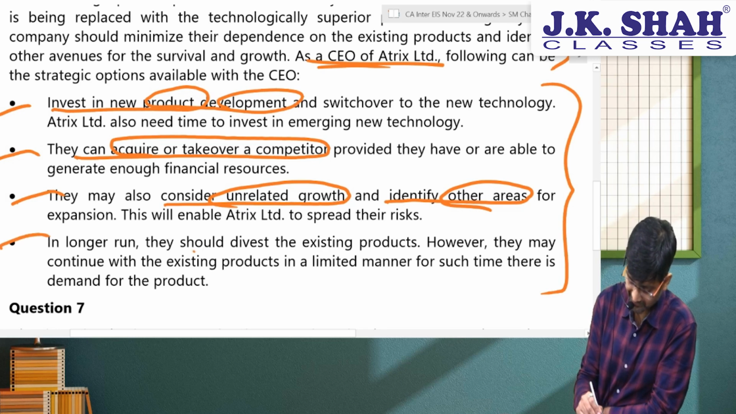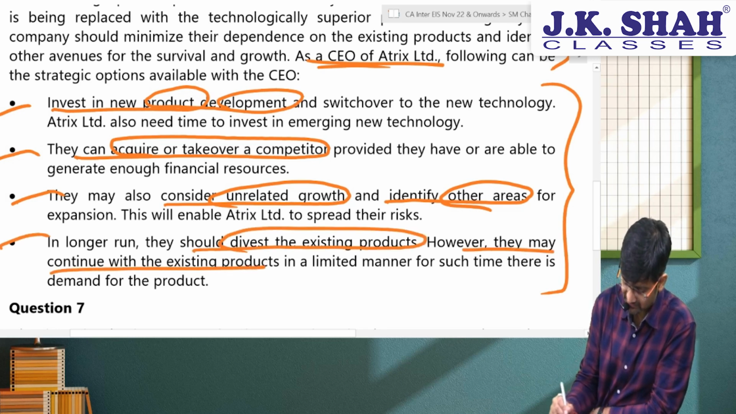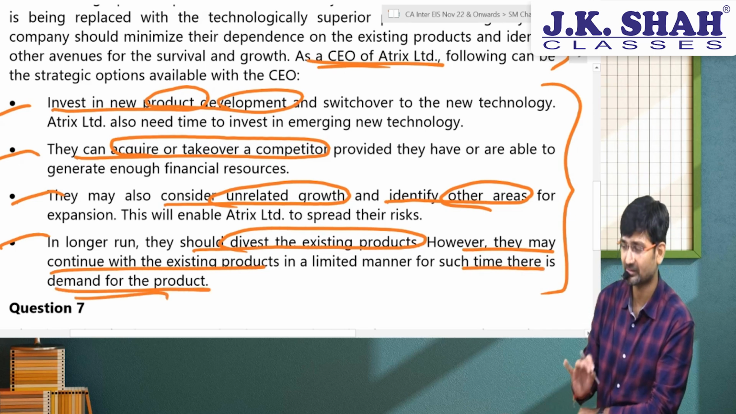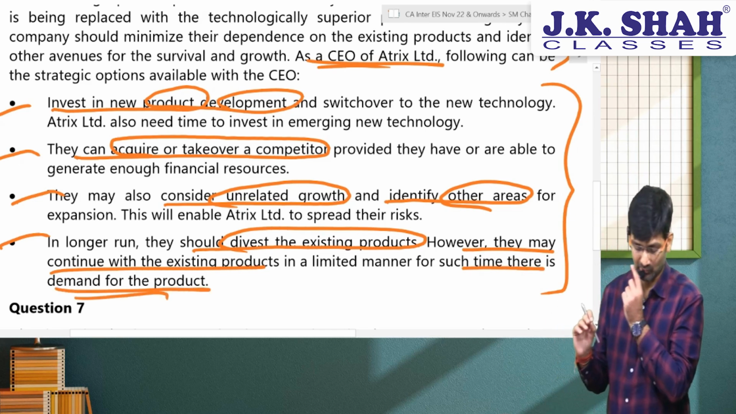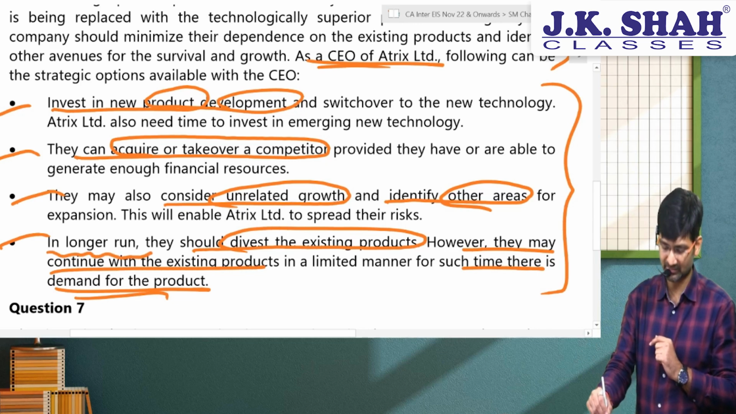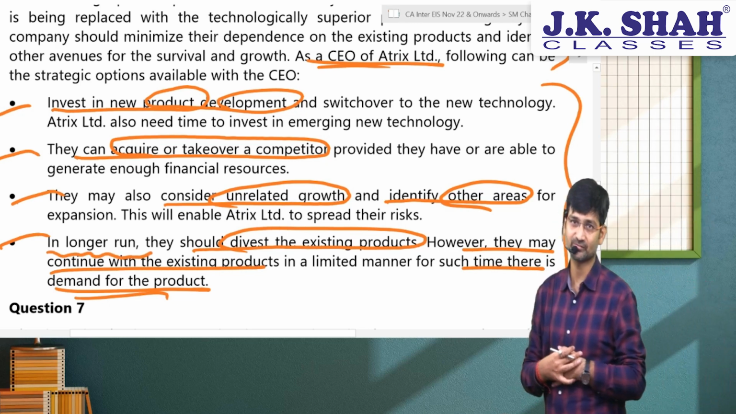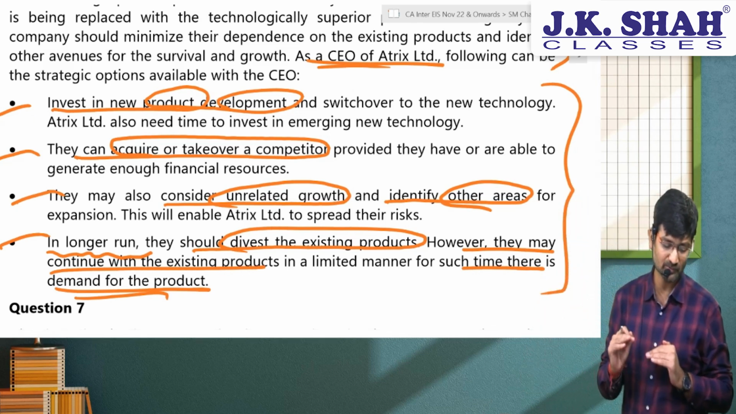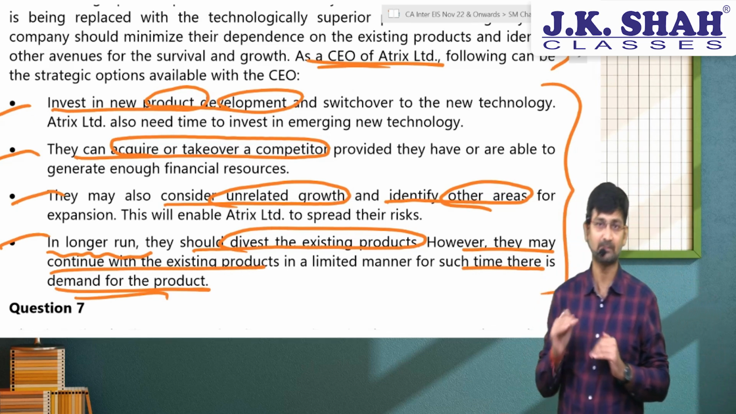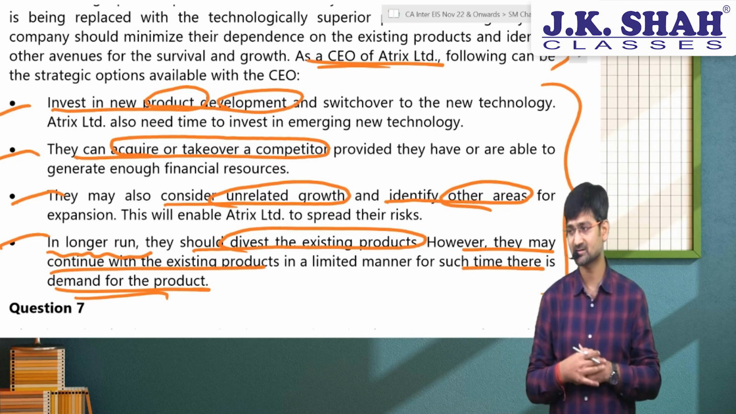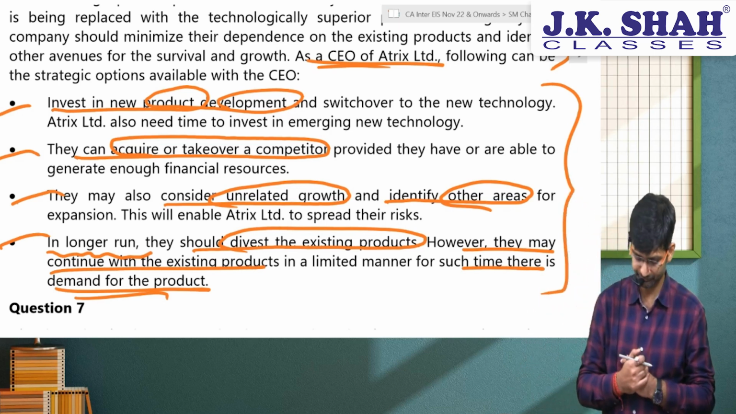Or you may divest the existing products, but they also say there's no need to divest immediately because there is still demand, but the demand is falling. So in the long run, you may consider divesting the business because you can see that it does not have too much of a future. But since it's still giving you profits today, you don't have to sell it immediately. Long term, you may consider divesting the business.